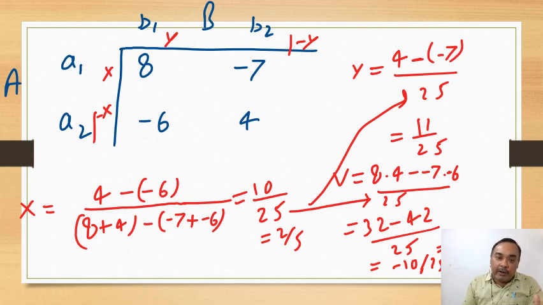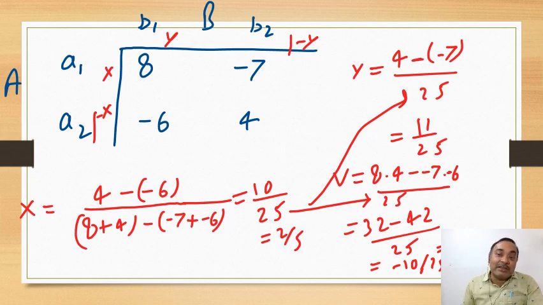If you have to go for the denominator, then how to proceed? Like the value of the game says 8 into 4 minus -7 into -6. So in the denominator, in place of multiply, simply put plus. That means 8 plus 4 minus -7 plus -6, that means 10 upon 25, that means 2 upon 5. Here it will become 8 plus 4, 12, minus -7 plus -6, that means -13. So 12 minus -13 will become 25. That will become 10 upon 25.